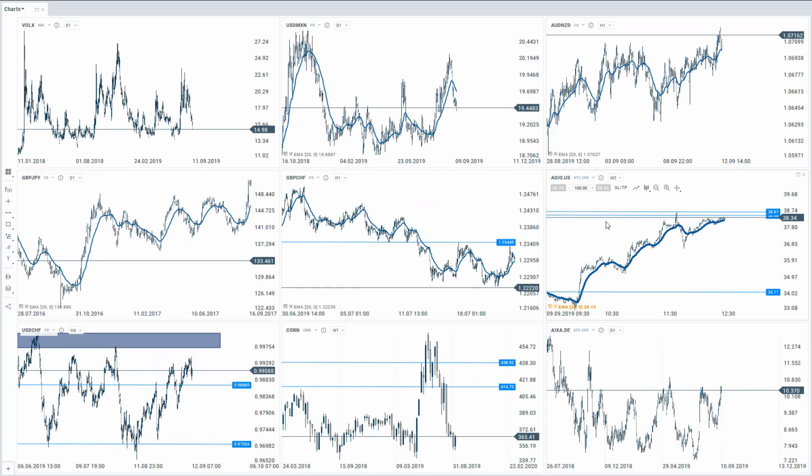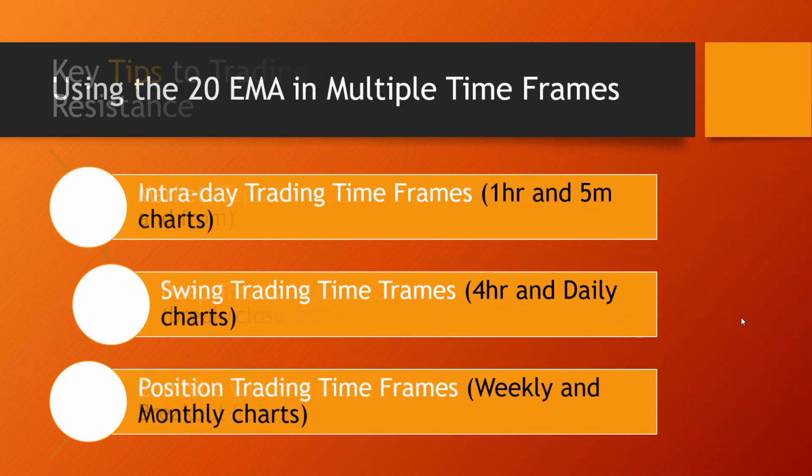So combining it with other types of signals, various support and resistance, breakout structures, there's many ways you could combine it, but this is just to give you a couple examples of how I use it. So now that we've gone over those key points, I do want to mention time frames. You can have a general framework in terms of how to use the 20 MA in multiple time frames.